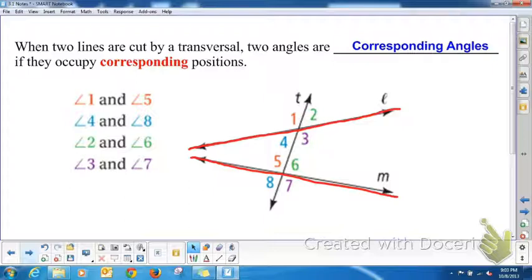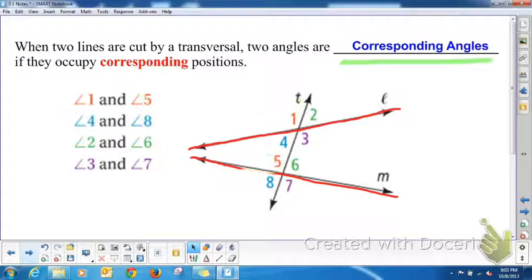So angle 1, which is here, and angle 5, which is here, they are both on the top of their line on the left side of the transversal. They are in the same spot but on the different lines. Angle 1 is on line L, angle 5 is on line M. On the top, on the left. They are corresponding angles.